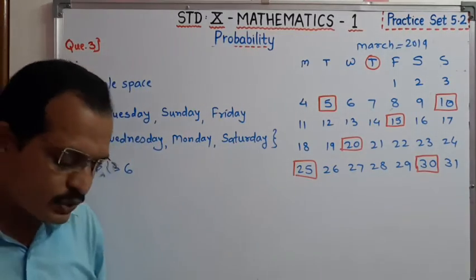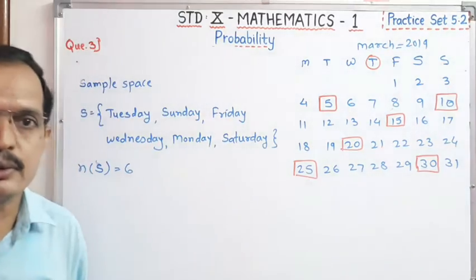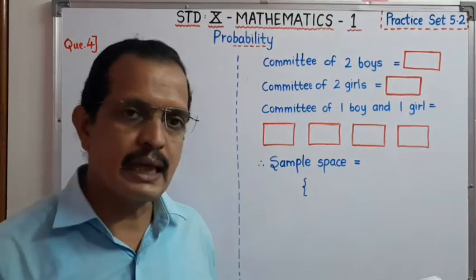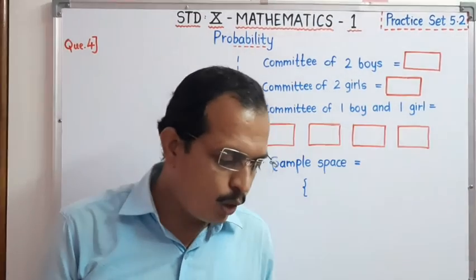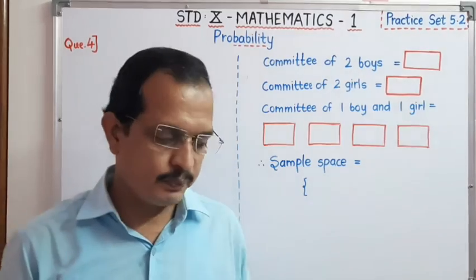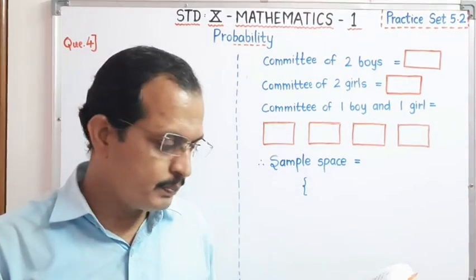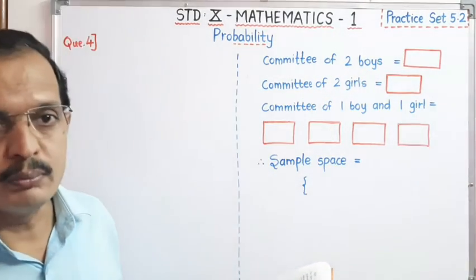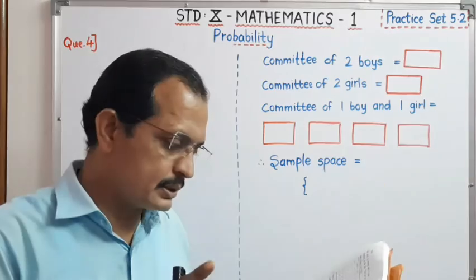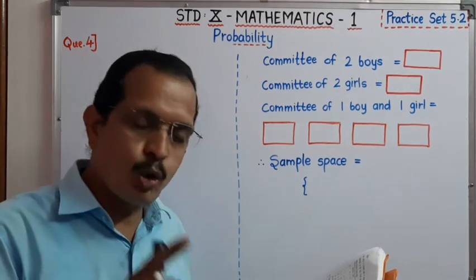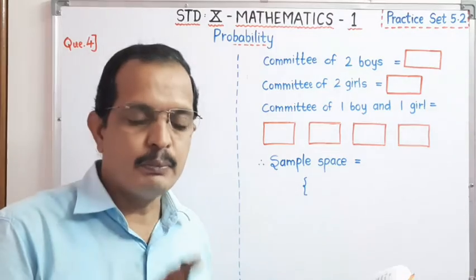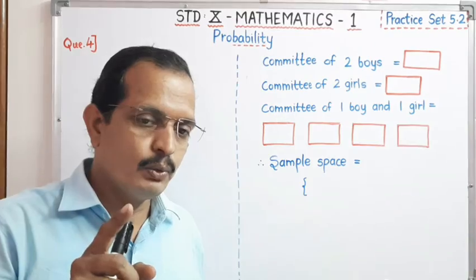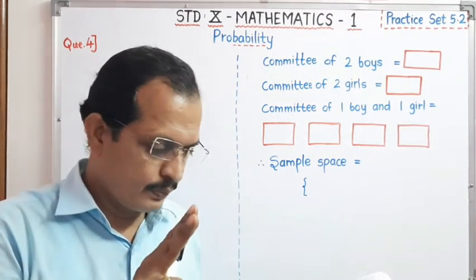Now the last question is given and it is also important. Dear student, see the question number 4th one, which is an activity based question. Form a road safety committee. We have to form a committee of 2 persons from 2 boys and 2 girls. That means 2 boys are there and 2 girls are there. From these 4, we have to make the committee of 2.